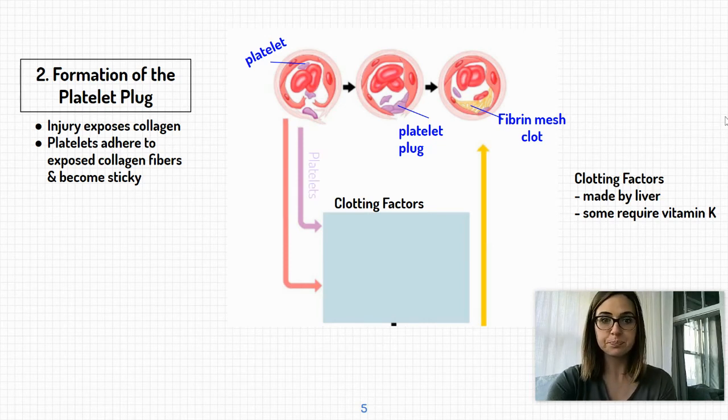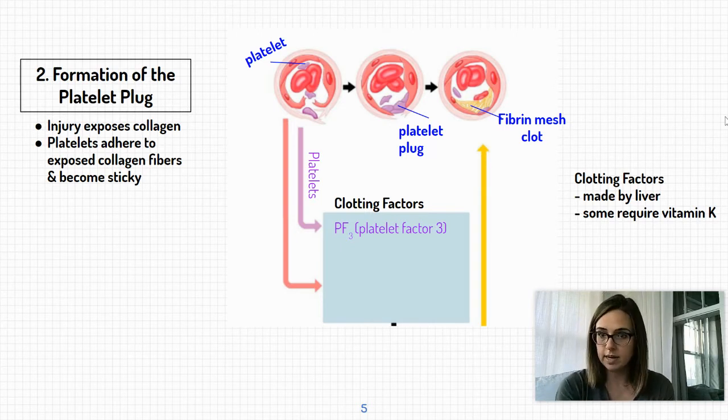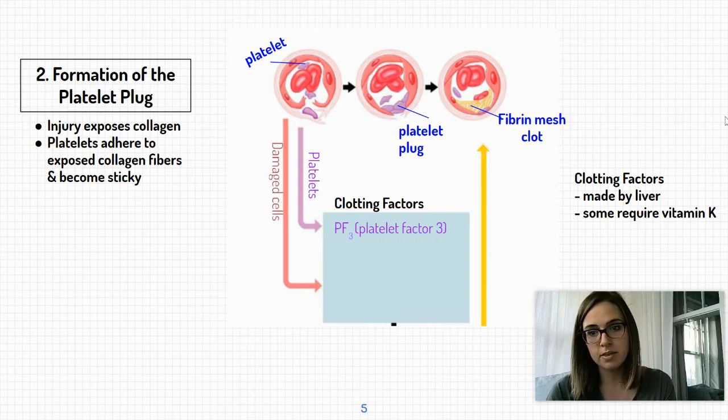have a bleed. So platelets release their own clotting factors that are going to kind of get the ball rolling, and it's called PF3, which stands for platelet factor 3. And we'll talk about them in a minute.